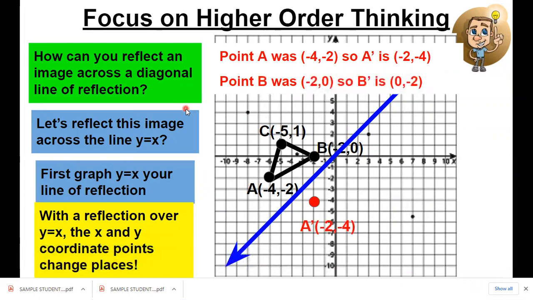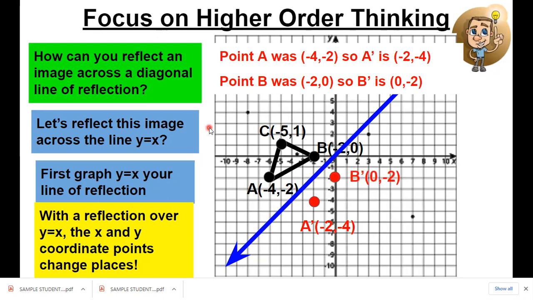And then we have point B was (-2, 0), even though you can't see it because the line's crossed over it. B prime, just flip the -2 and the 0. (0, -2). So where's that? (0, -2). It should be right there. And there it is. So that's point (0, -2).